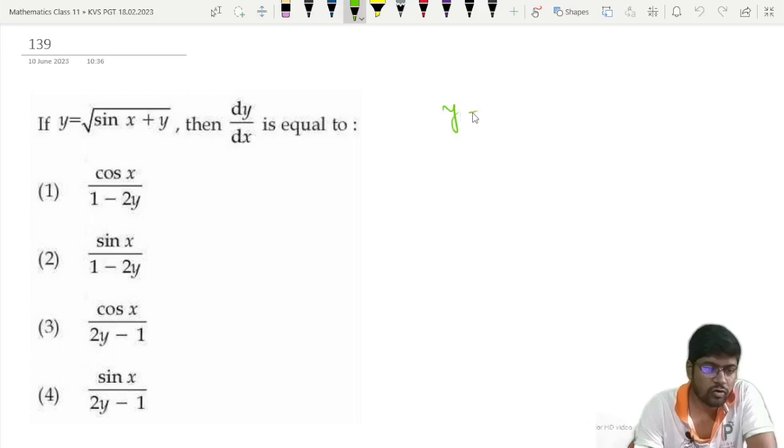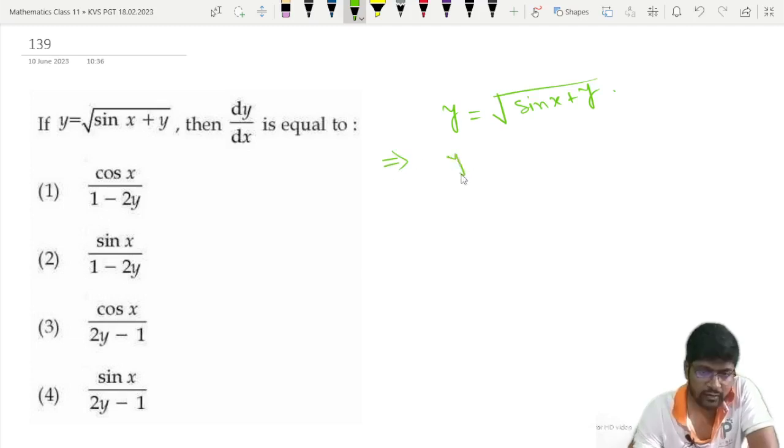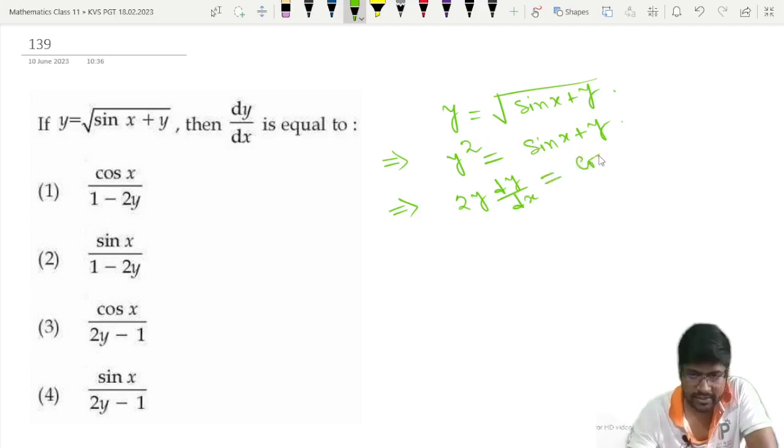So y is equal to root over of sin x plus y. Then what is dy by dx? For that, what we will do is just square both sides and let us see what we are getting. y square is equal to sin x plus y. Now differentiate with respect to x. So 2y dy dx will be equal to the derivative of sin x, which is cos x, and this will become dy dx.